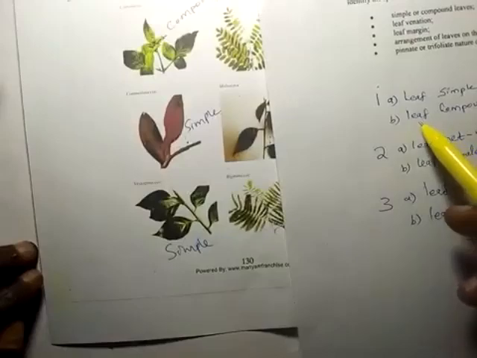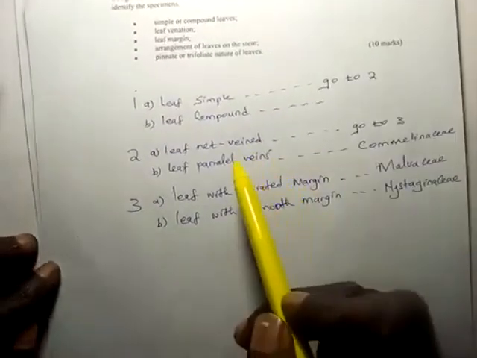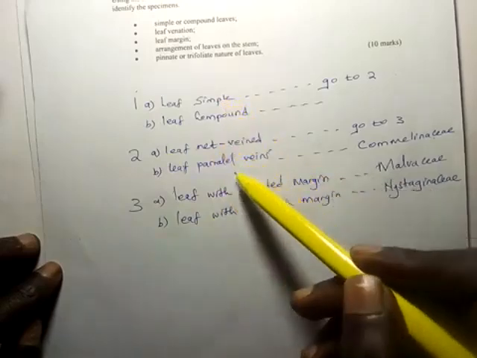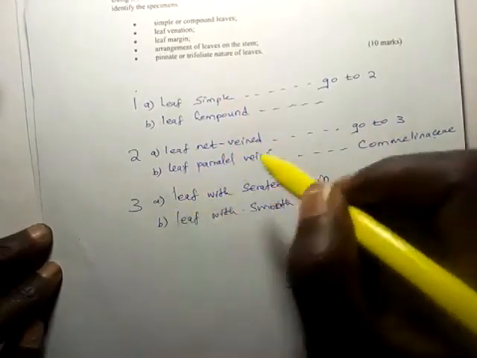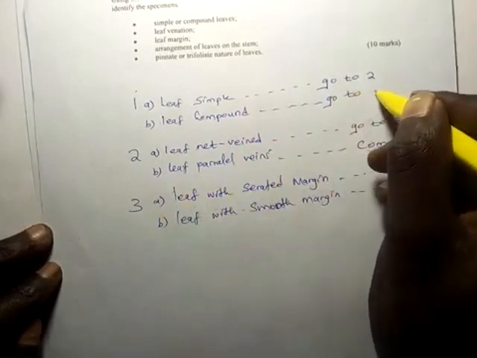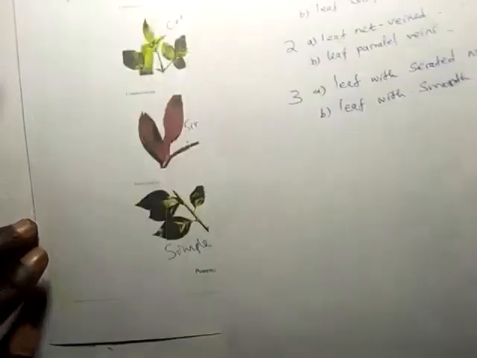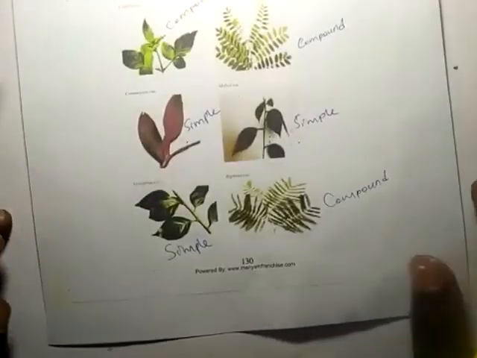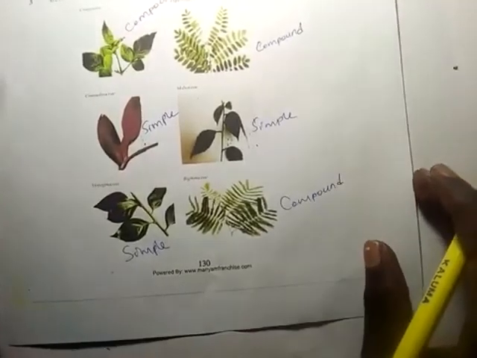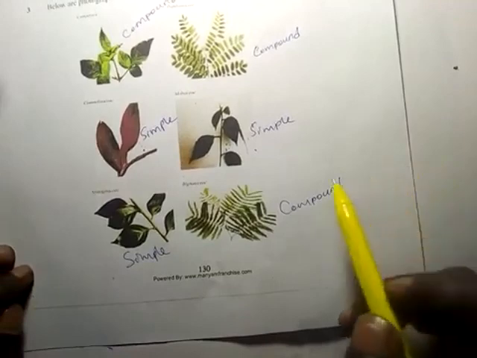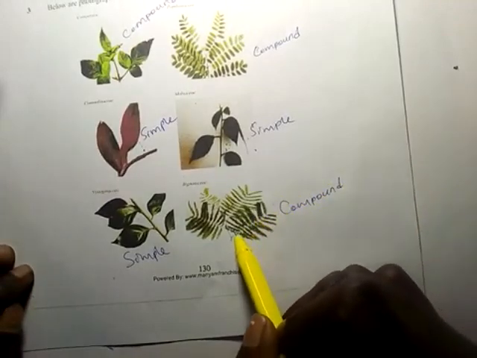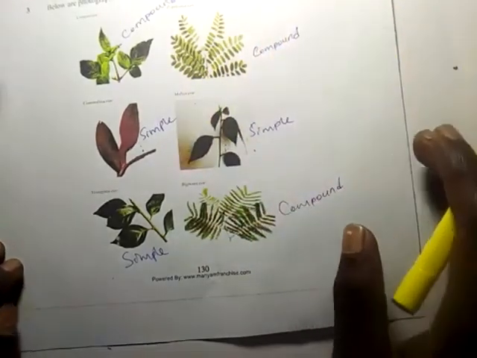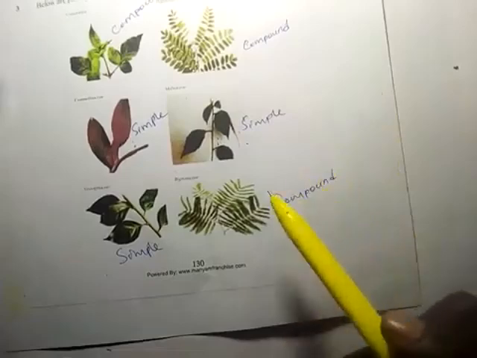Now we go back to 1b, which is compound leaf. Now we have finished with the leaf simple. Now here we say go to 4. Then we write 4a. Let's see the compound leaves. Now here we will say leaf opposite, that have the leaves opposite, and the other one with alternate. We'll say leaf opposite and leaf alternate.